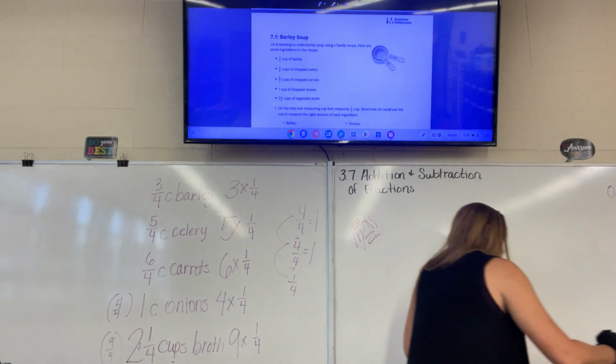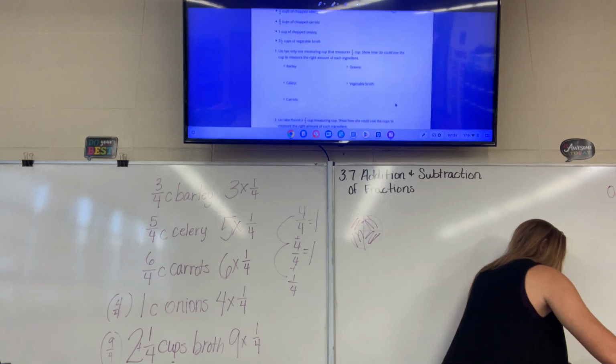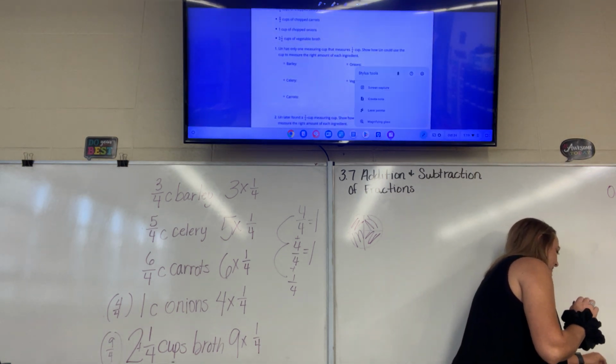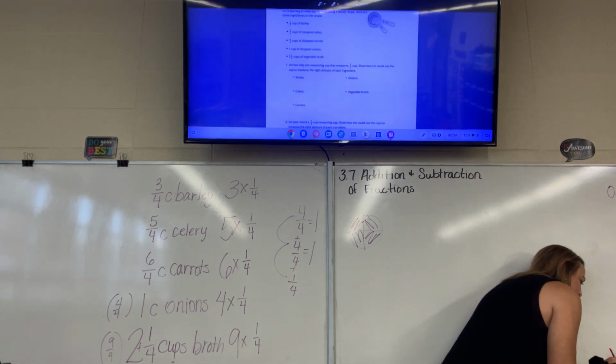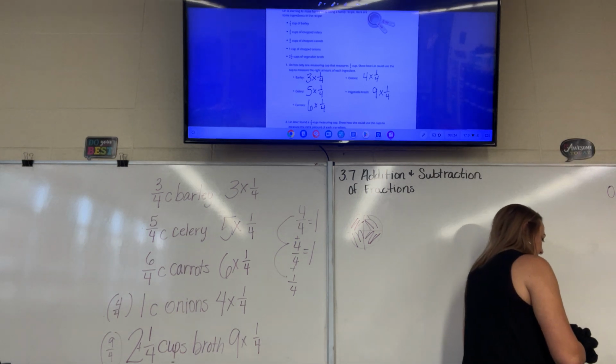Okay, so this is what you should have written down. Next to barley, you should have written down the expression 3 groups of 1/4, celery 5 groups of 1/4, carrots 6 groups of 1/4, onions 4 groups of 1/4, and vegetable broth 9 groups of 1/4. Okay?